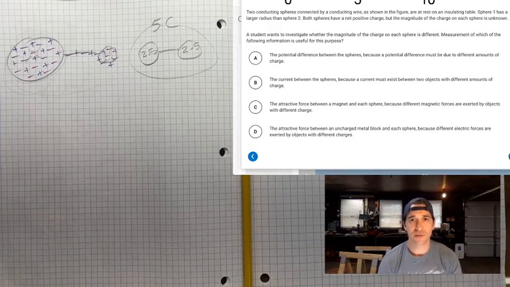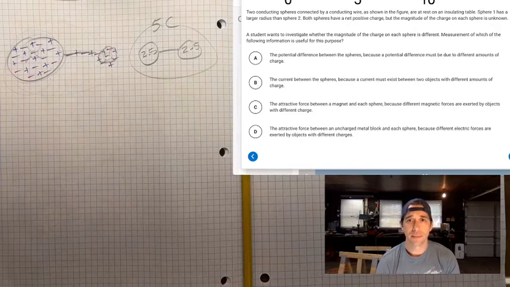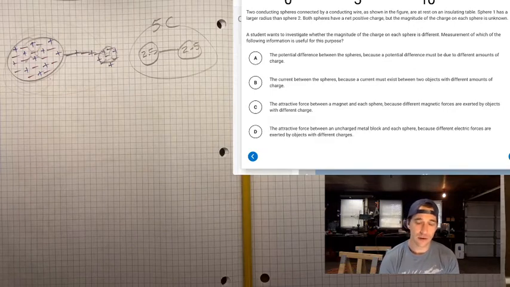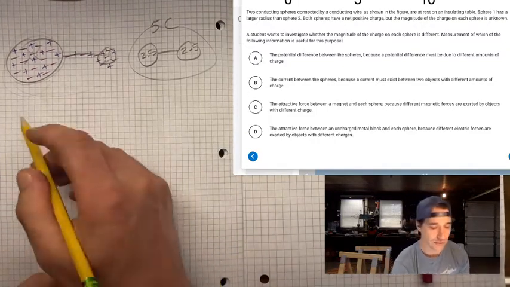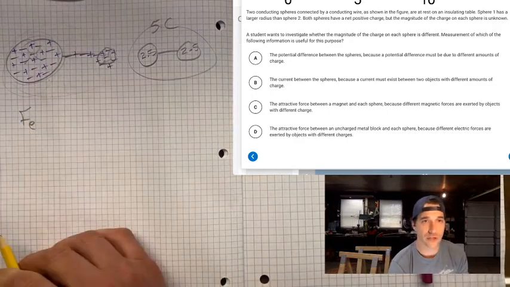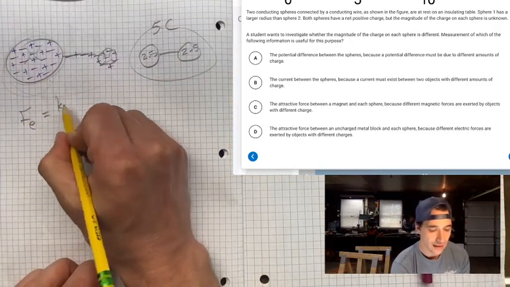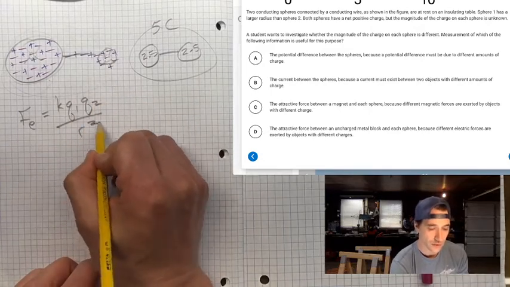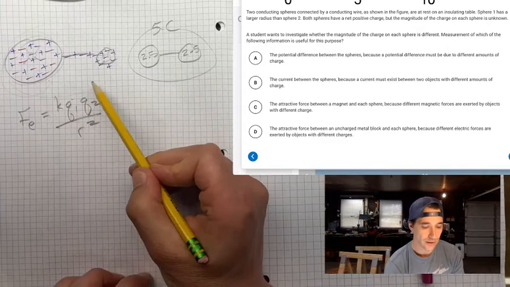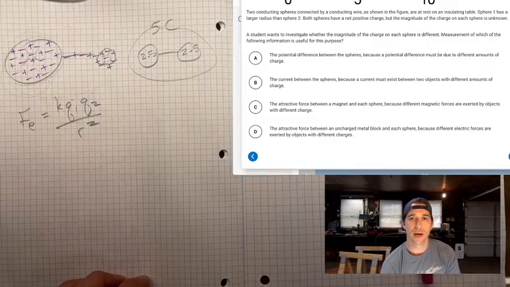The attractive force between an uncharged metal block and each sphere, because different electric forces are exerted by objects with different charges. Well, we do know that there is a relationship between the charge on something and how much force it applies. So here's the equation we use for electrostatic force: k Q1 Q2 over r squared, where Q1 and Q2 are the charges of our two objects.